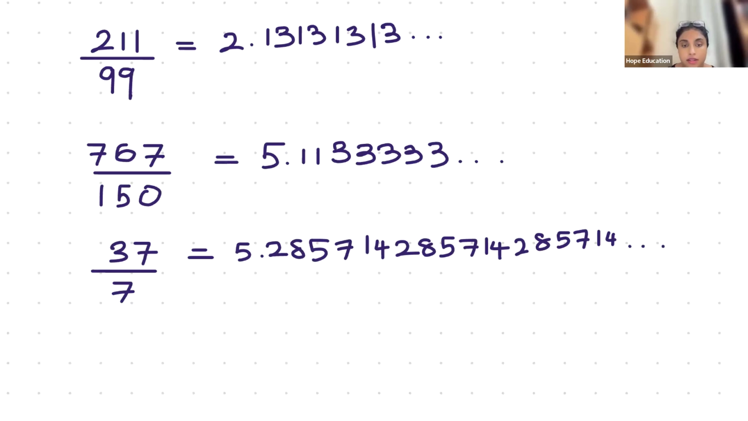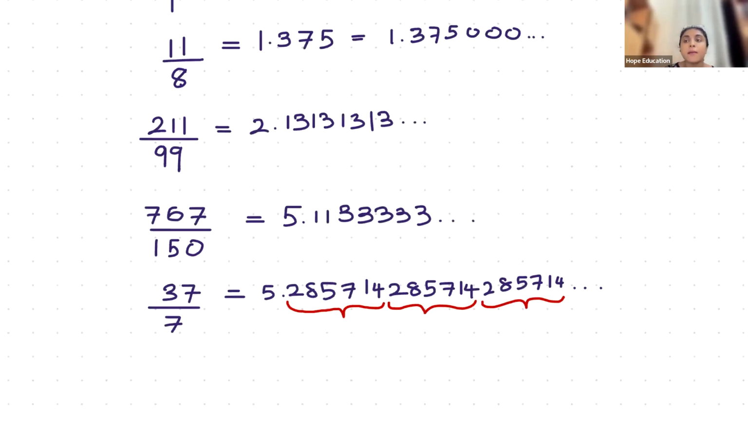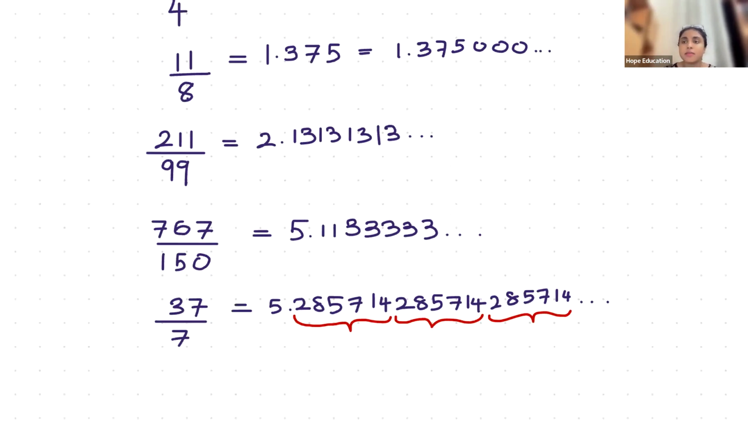What is a recurring pattern? 285714 and again 285714, and again 285714, and that continues. At a glance, it seems like it's just an infinite decimal with random numbers. So we already know if it is an infinite decimal with random numbers, it is an irrational number. However, if you look at it properly and carefully, you can see there is a recurring, repeating pattern. Therefore, this is also a rational number.